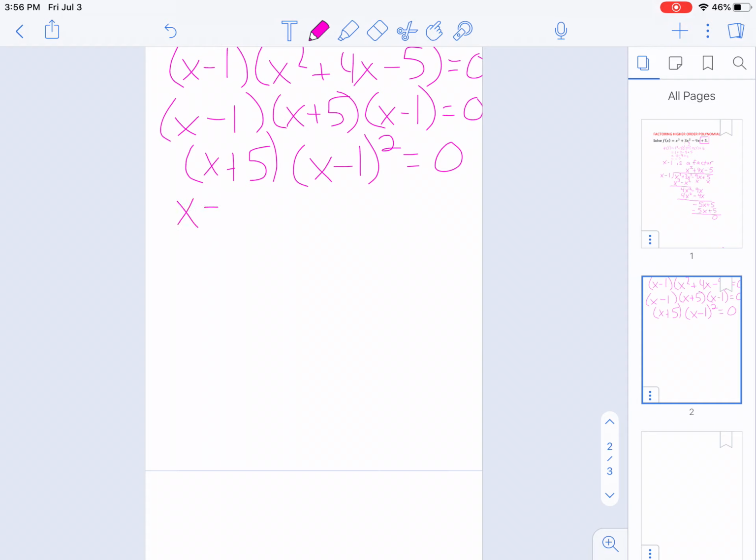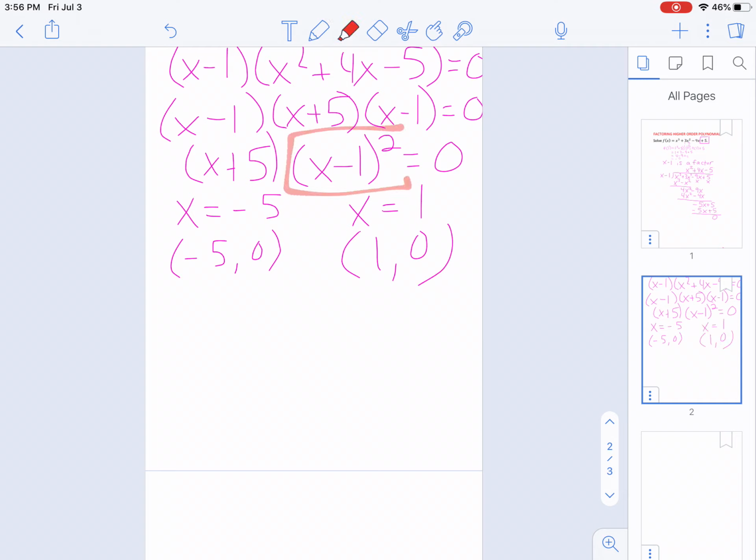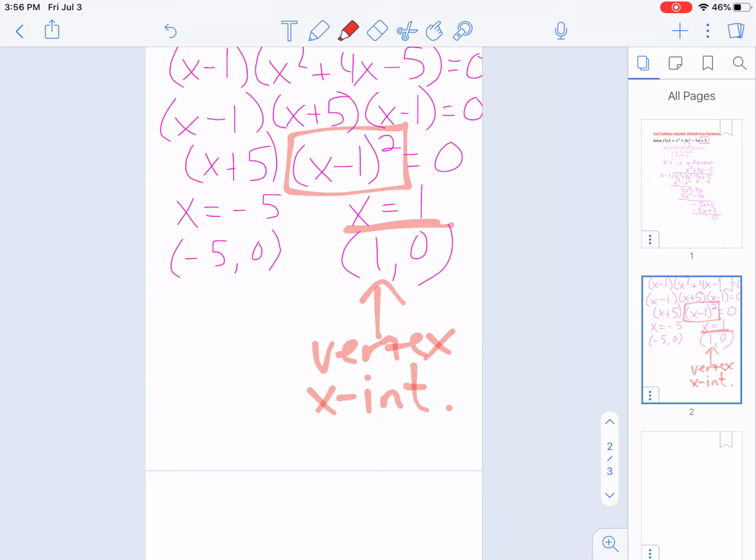We end up with x equals -5. So (-5, 0) is that first x-intercept. And x equals 1 is an x-intercept as well, but it's also special. When you have a double root or a triple root, what that means is that at that value, x equals 1, you also have a turning point. So (1, 0) is a vertex as well as an x-intercept, which is kind of interesting. And that's going to help you start to create your graph.